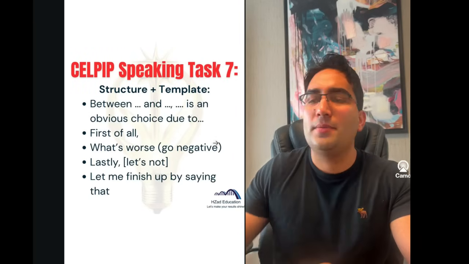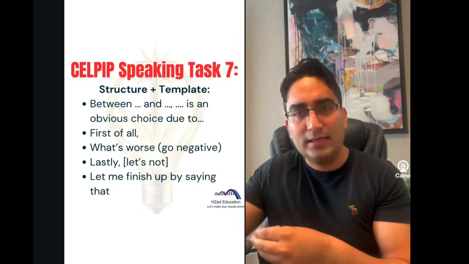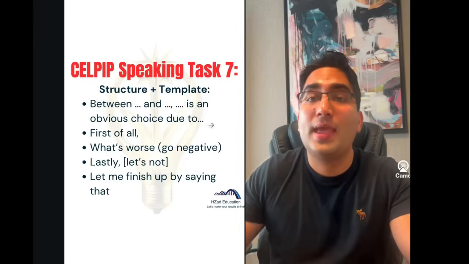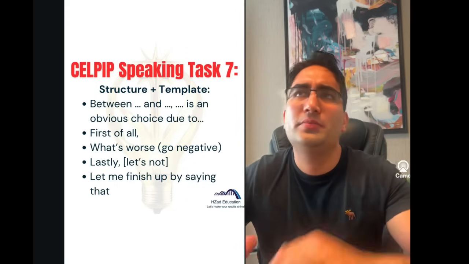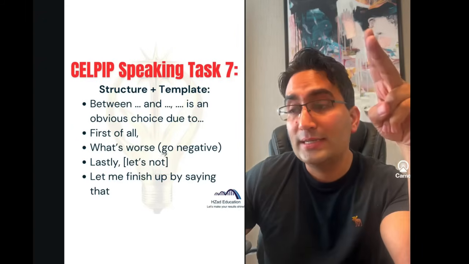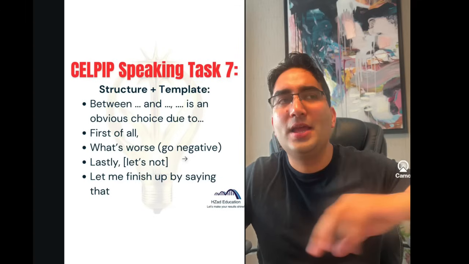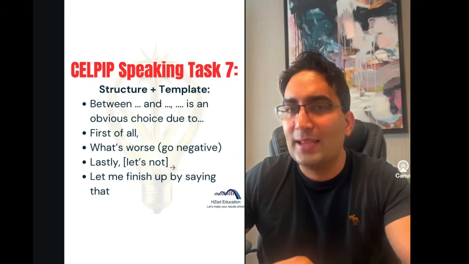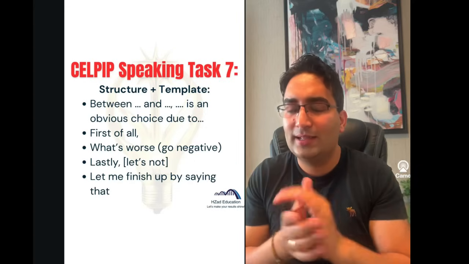Now, the template is going to be between this, talk about the first option, between this and this is an obvious choice. And that's obviously going to be your opinion. Due to, and now you put a brief sentence, due to economic reasons, due to health-related reasons, due to several reasons. Now you're going to go with, first of all, first point. What's worse, now you have to go negative. Talk about the other side and talk about how that is terrible. What's worse is if you go with that option, you have these problems. Lastly, let's not, and I put that in brackets because if you can use it, great. If you cannot use let's not, then it's okay.